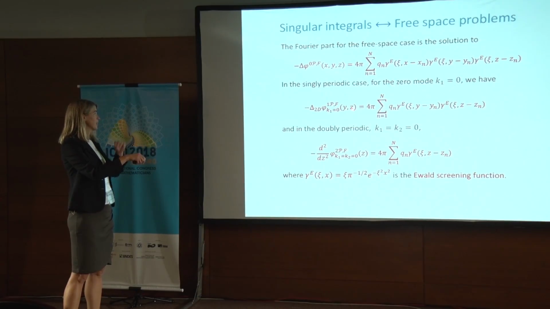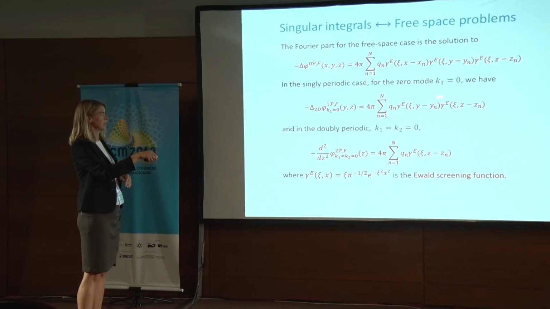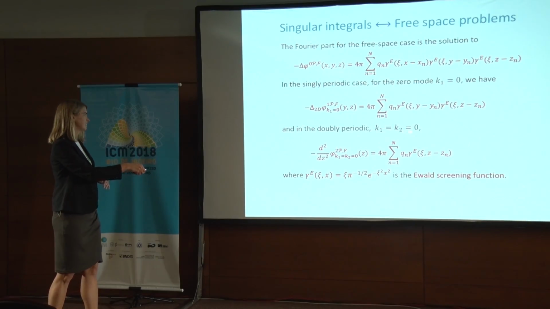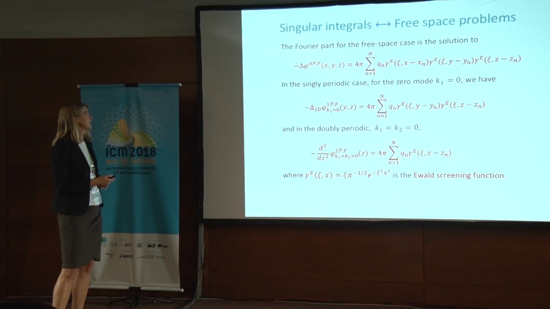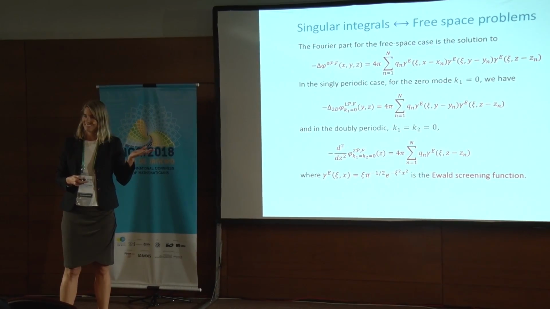And in the singly periodic case, if we look at what it becomes, really, if you look at the 0 mode, K1 is equal to 0, for this last part here, it is the solution to a two-dimensional free space problem. And in this case, we have a one-dimensional free space problem. So this is what it is. But how do you solve free space problems with FFTs?